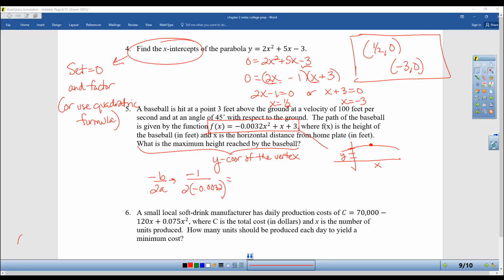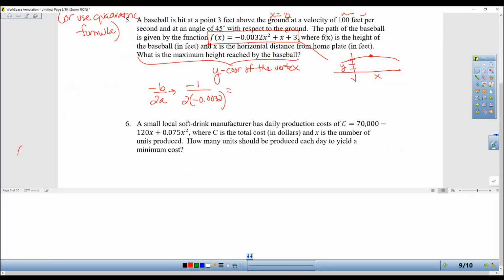Okay, so we have just two left. Are you ready? You're going to be able to hang in there? Almost done. All right. So second to last one, a small local soft drink manufacturer has a daily production cost given by the equation C, where C is the total cost in dollars and X is the number of units produced. How many units, so what is X, should be produced each day to minimize the cost?